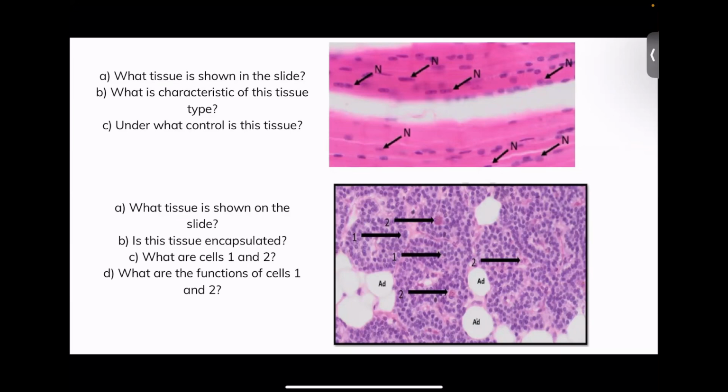Now, a characteristic of this tissue: they usually like to ask this kind of question, how do you know that this is what you are saying it is? So how can we say that this is skeletal muscle? First of all, the striations. Second of all, it is multinucleated, so you can see multinucleated cells. Third of all, the nuclei are at the peripheries, so they are peripheral nuclei. And what control is this tissue under? That's the voluntary control. Now, next question.